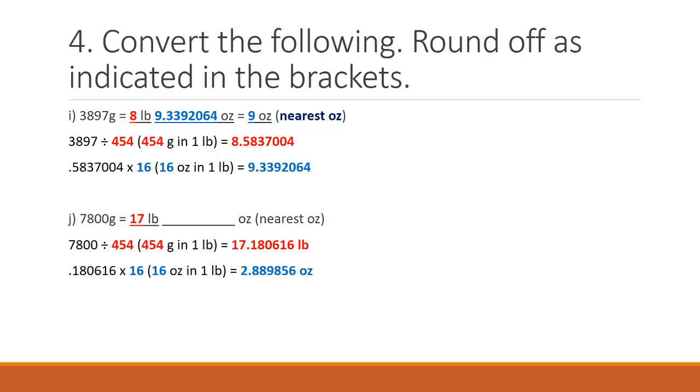I then take what's left, the decimal .180616, multiplied by 16, the amount of ounces in a pound, and I get 2.889856 ounces. And if I round that off to the nearest ounce, my two choices being either 2 ounces or 3 ounces, and 2.88 odd ounces is certainly closer to 3 ounces. So my final rounded answer here would be 7,800 grams is equal to 17 pounds and 3 ounces.